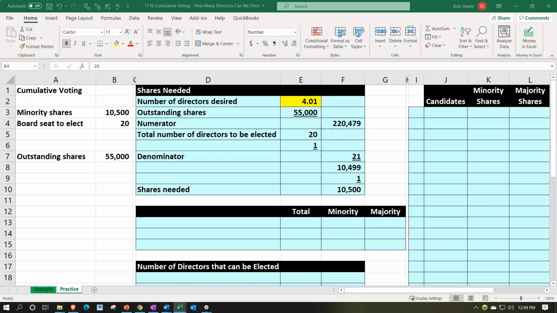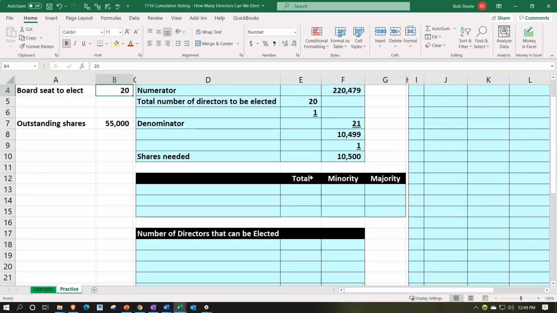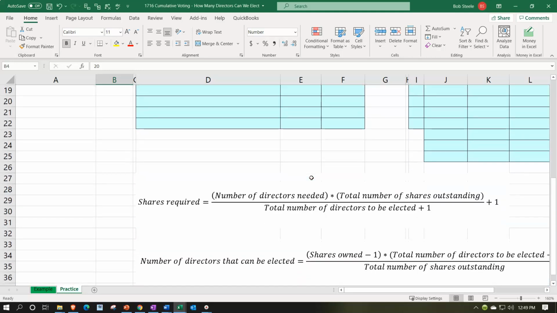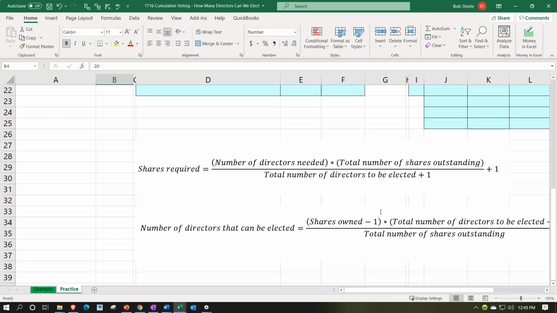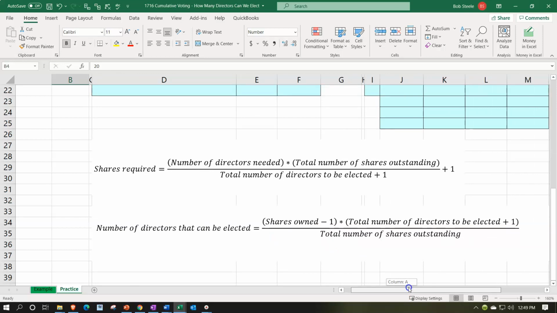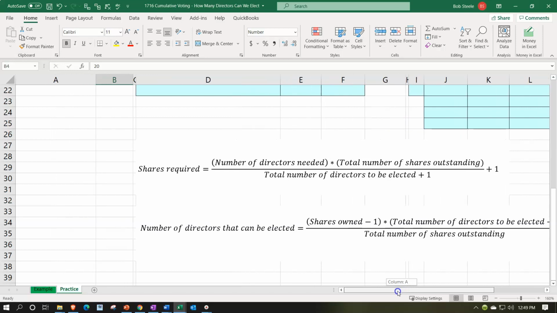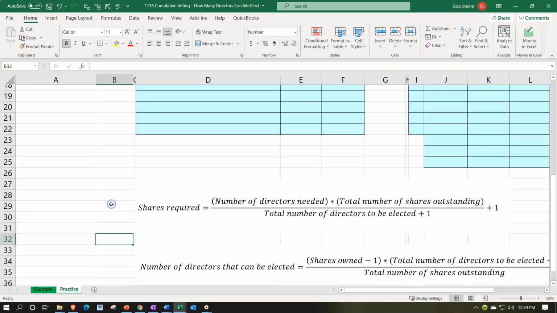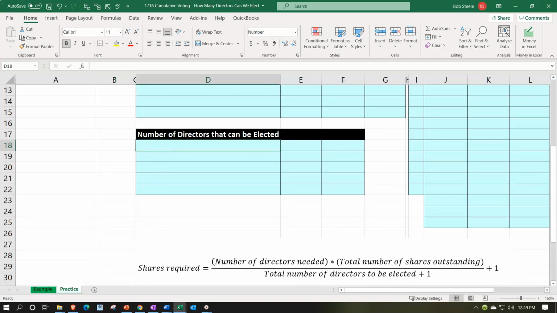Okay, so then let's go ahead and think this through with our second calculation down here. So we did it basically backing into it with this formula, solving kind of for the unknown, but with Goal Seek. Let's look at this second formula. We should get to the same thing. This is the number of directors that can be elected. So that's going to be the shares owned minus 1 times the total number of directors to be elected plus 1, divided by the total number of shares outstanding. Let's go ahead and make that into an Excel worksheet. I'm going to do that down here in the second calculation.